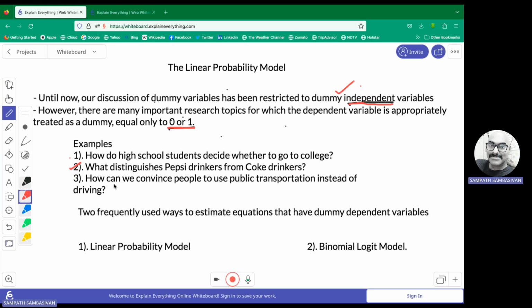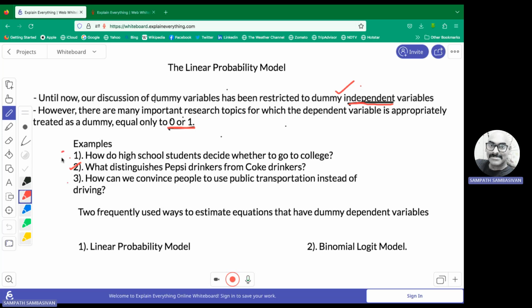In all other discussions that we have had, we were talking about variables where the independent variable displayed a qualitative nature, right? But in such cases, as I have mentioned here, for example, how can we convince people to use public transportation instead of driving? See, this variable may be very qualitative in its nature. We may not be able to quantify it very well, right? So such variables are captured in econometric models as dummy variables.